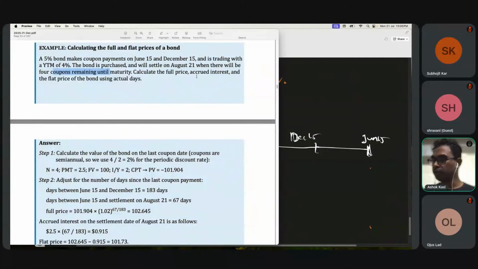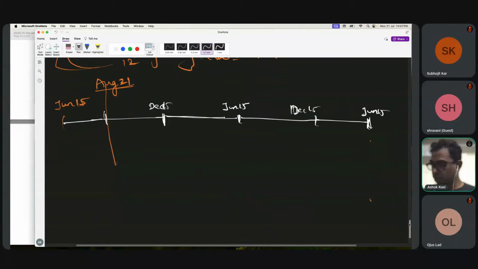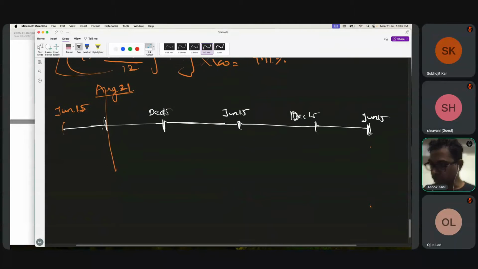Calculate the full price of the bond, accrued interest and the flat price of the bond. All of these we have to calculate, using actual days. They asked only for actual, but we will calculate both, actual as well as 30/360. YTM is annual 4%. Coupon is 5, that means 2.5, 2.5 they will pay semi-annually. Now the problem is for this time period, because here is the new buyer.